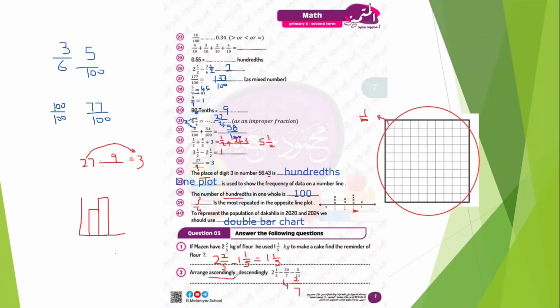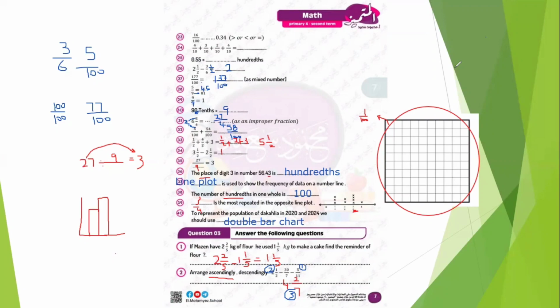Let's arrange ascendingly from the smallest to biggest. The smallest one is 5 out of 11, because 5 out of 11 is a proper fraction. That means it's less than 1 whole. Then 2 and a half. This is the second one because we have 2 whole. And this is number 3 because we have 4 whole. If we arrange descendingly, we will start from 4 and 2 over 7, then 2 and a half, then 5 out of 11.